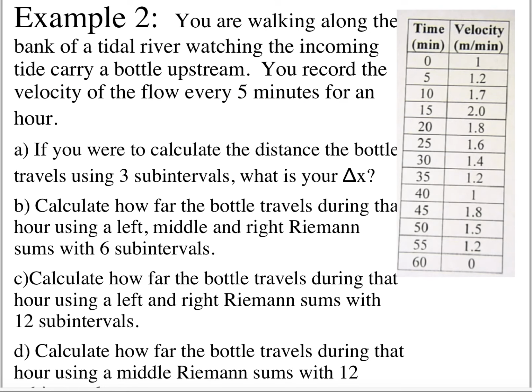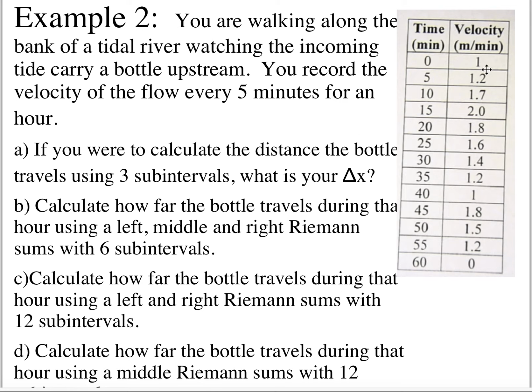Okay, so what happens when you don't have the graph and you're given a table of values? This one says you're walking along the bank of a tidal river watching the incoming tide carry a bottle upstream. You record the velocity of the flow every 5 minutes for an hour. So you can pause the video and see if you can come up with this on your own, and then I will be going over the answers.